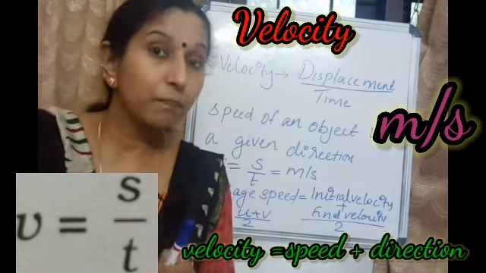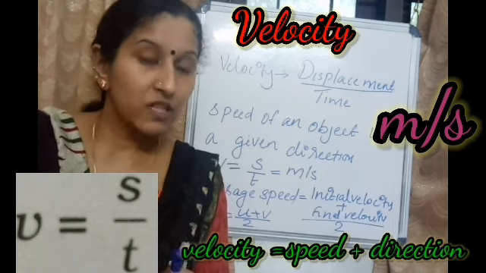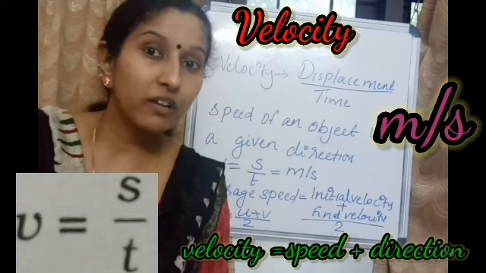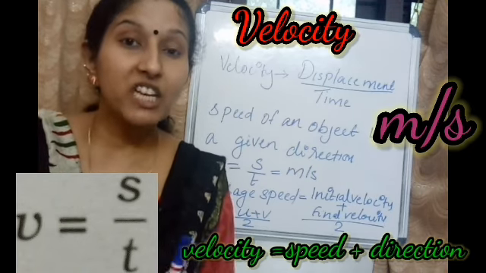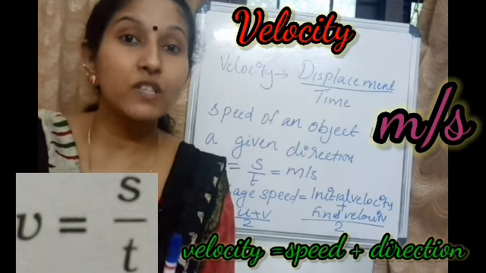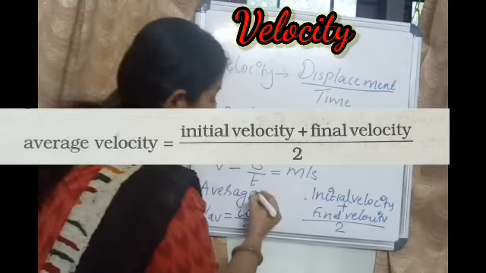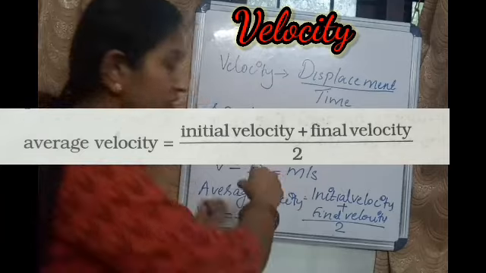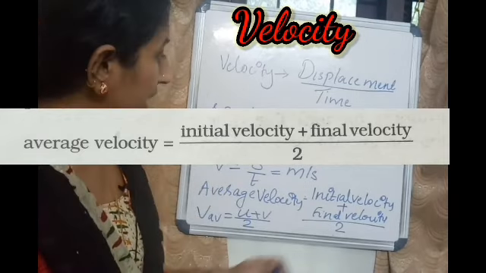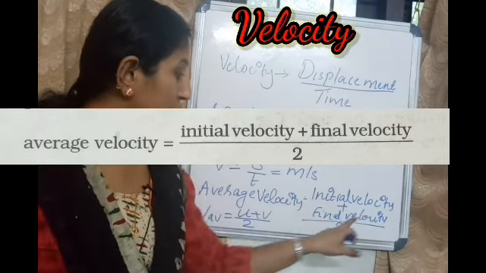When we start the scooter, initial velocity. When we stop the scooter, final velocity. So average velocity is the sum of initial velocity and final velocity divided by 2. Sorry, this is average velocity, not average speed. Average velocity equals initial velocity plus final velocity by 2.